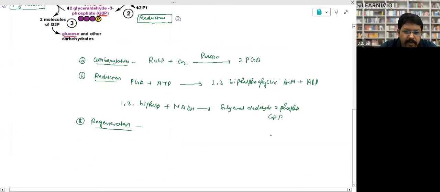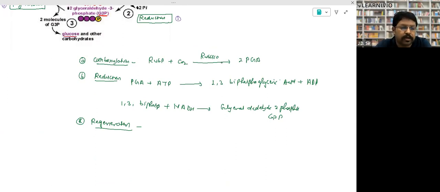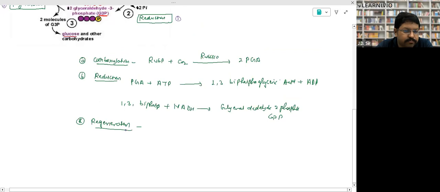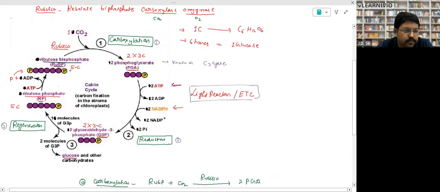So I have written over here again the equations. By the way, this is not required. The above cycle is sufficient. Carboxylation, that is RuBP plus CO2 in presence of rubisco. Formation of 2 PGA takes place. Reduction: 2 PGA plus ATP, formation of 1,3-biphosphoglyceric acid takes place, plus ADP. 1,3-biphosphoglyceric acid plus NADPH gives glyceraldehyde 3-phosphate, G3P, right? Now regeneration, that is the formation of again this one, RuBP.